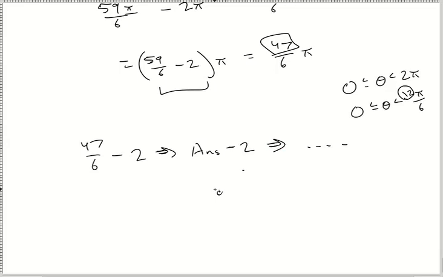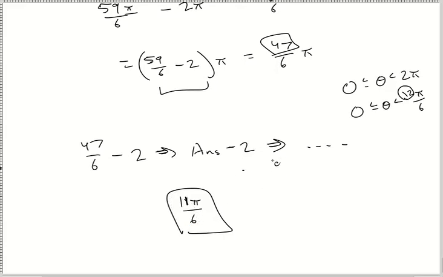Oh, I should probably have told you some numbers. So I got 35, 23, 11. Oh, there it is, 11. 11 pi over 6. And that is less than the 12 pi over 6. This number here in the front is less than the 2, so he's somewhere on my first revolution.